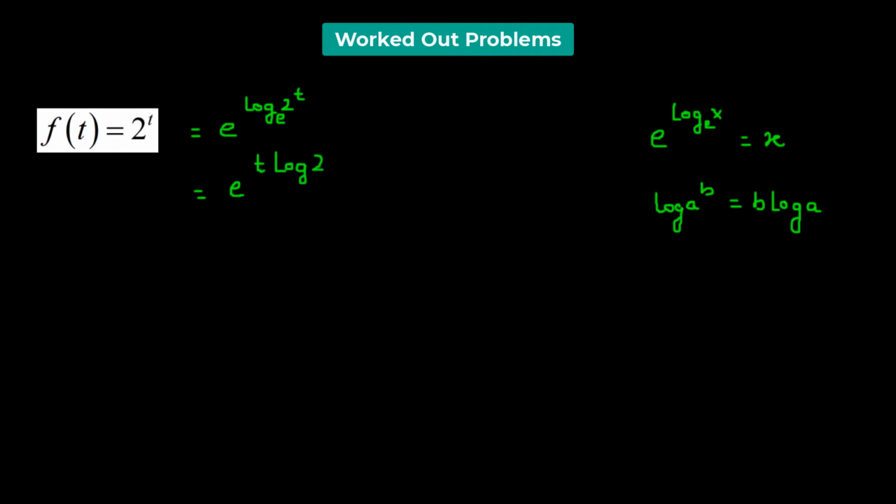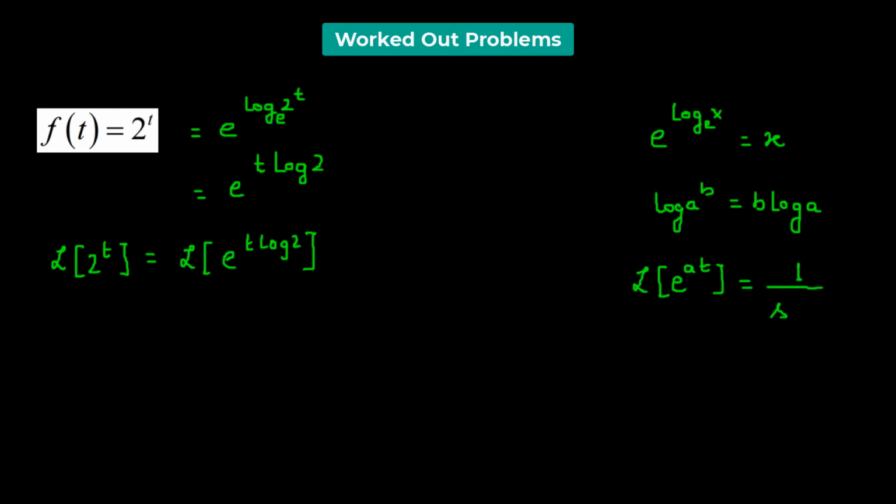Now we can apply the Laplace transform to 2 raised to the power of t, which is equivalent to the Laplace transform of e raised to the power of t log 2. We know that the Laplace transform of e raised to the power of a times t is 1 over s minus a. If we look at this particular function, we have t times log of 2, so that means our value of a is log of 2. So that gives us 1 over s minus a, where a here is log of 2, or the natural log of 2.